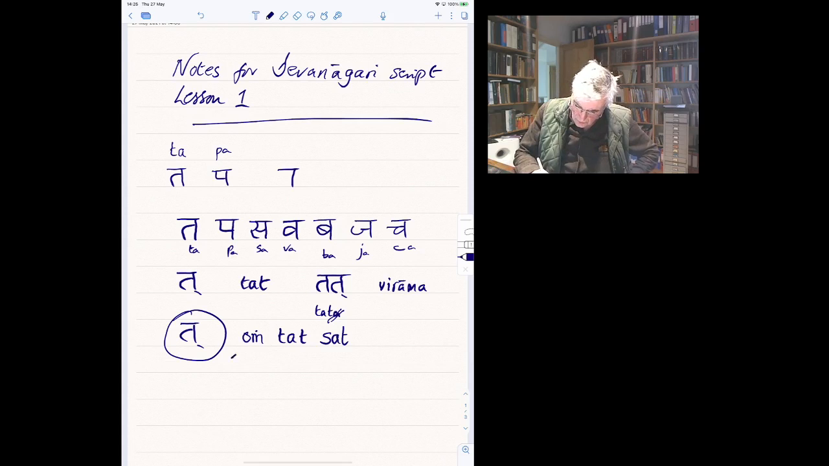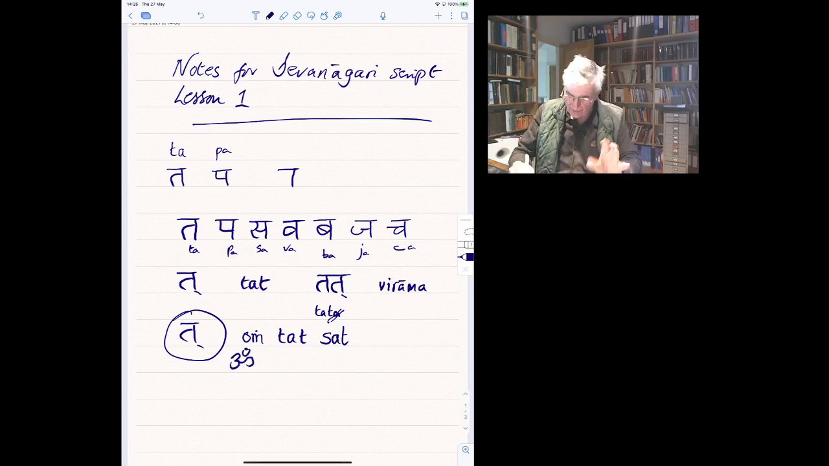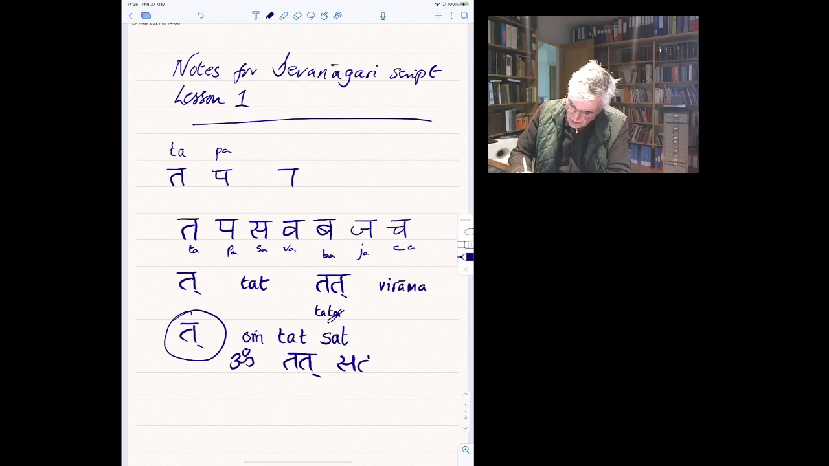So we all know the om, it's not actually a letter, it's a symbol rather than a letter. So tat, written on its own, is written like that, and sat, written on its own, is like that. Tat, sat.